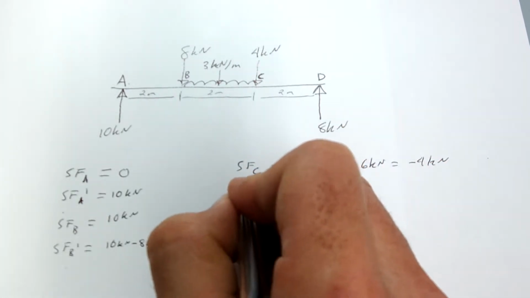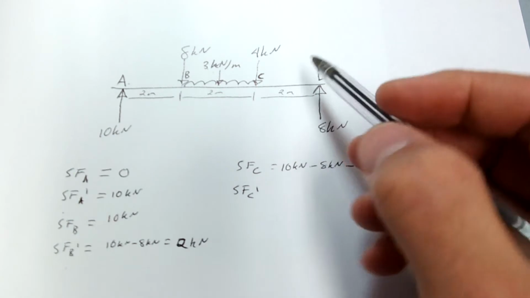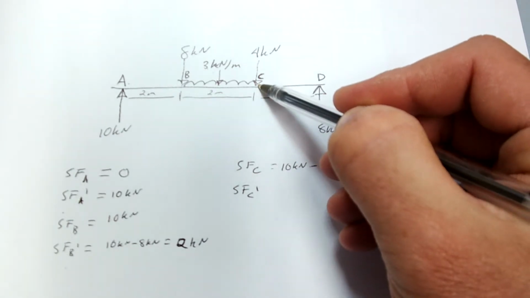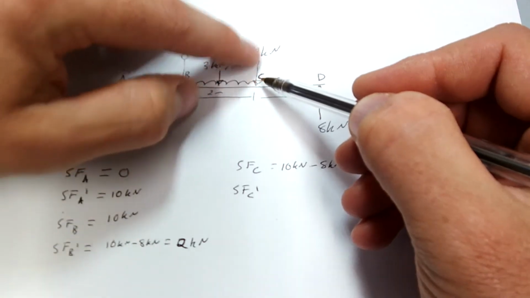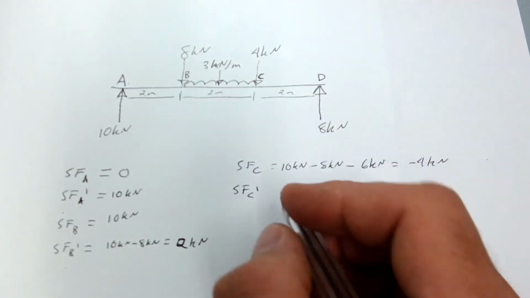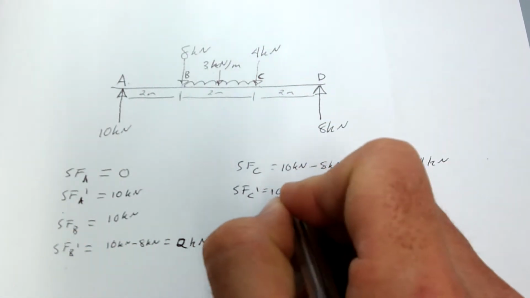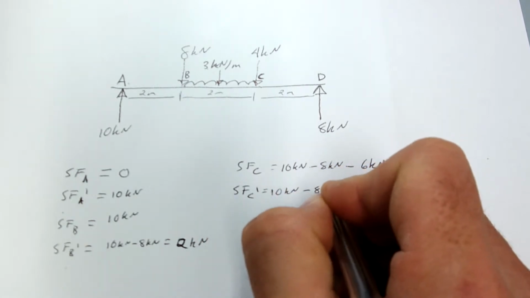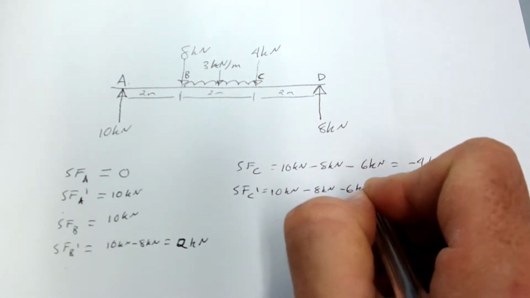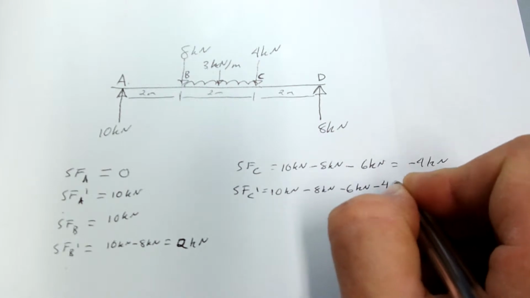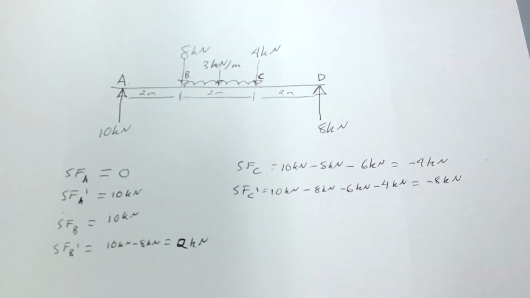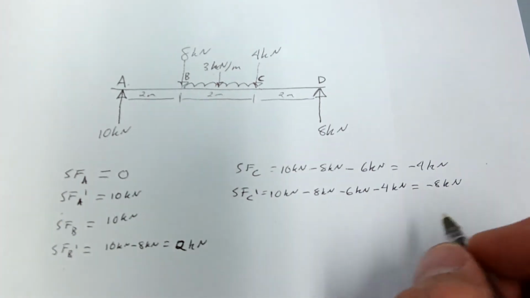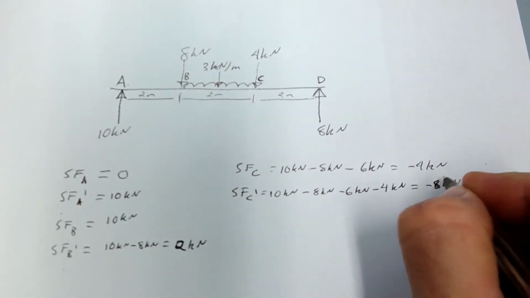Now shear force at point C prime, so that's just to the right of this. We're going to have all these forces, plus you have the downwards force of 4 kilonewtons. So we have the 10 kilonewtons, take the 8 kilonewtons, take the 6 kilonewtons, take 4 kilonewtons, and we get negative 8 kilonewtons. Let's make that a little better.